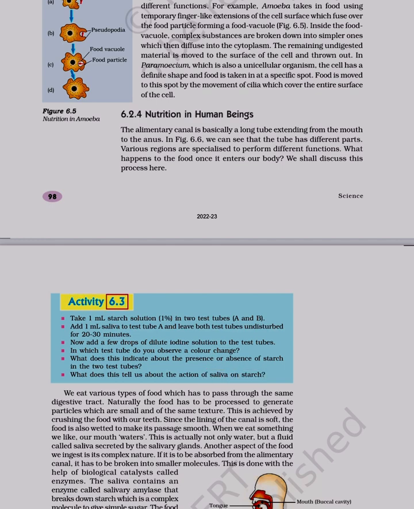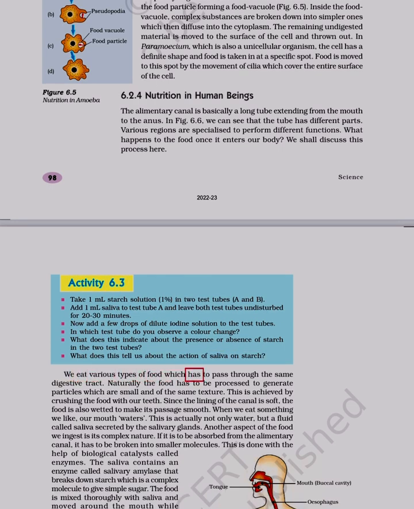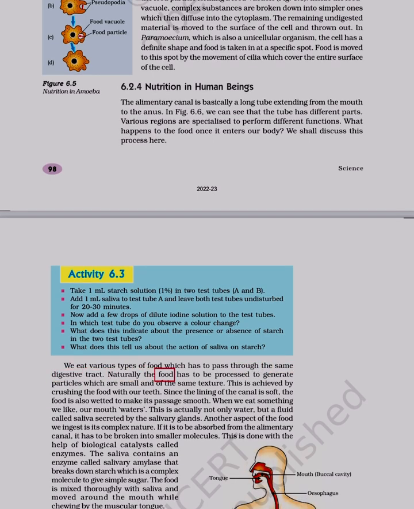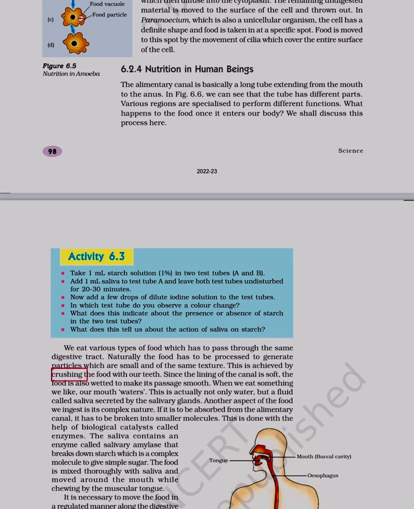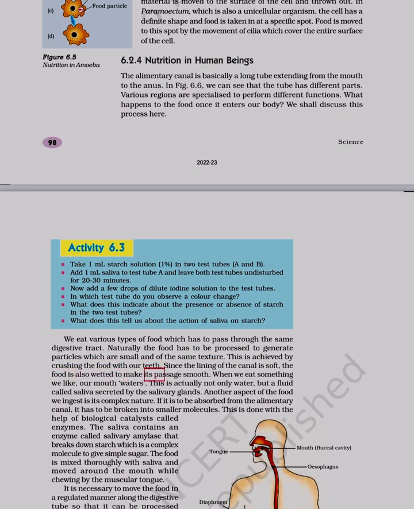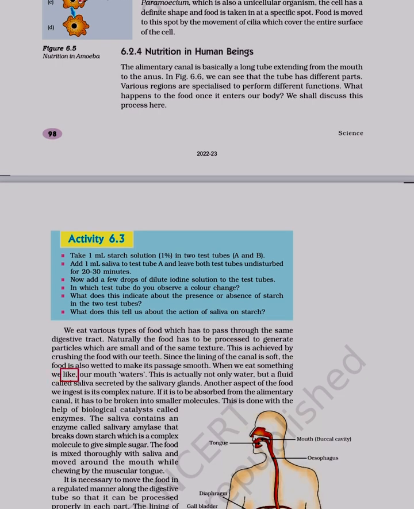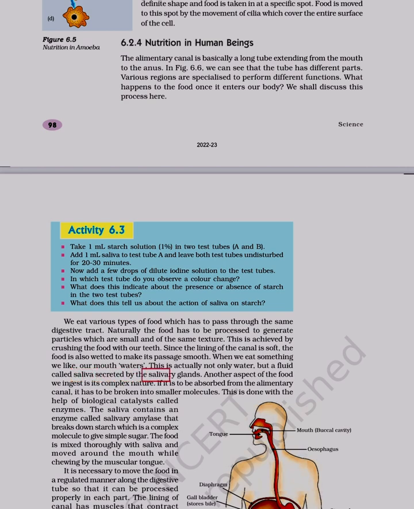Activity 6.3. We eat various types of food which has to pass through the same digestive tract. Naturally, the food has to be processed to generate particles which are small and of the same taste. This is achieved by crushing the food with our teeth. Since the lining of the canal is soft, the food is also wetted to make its passage smooth. When we eat something we like, our mouth waters. This is actually not only water, but a fluid called saliva secreted by the salivary glands.